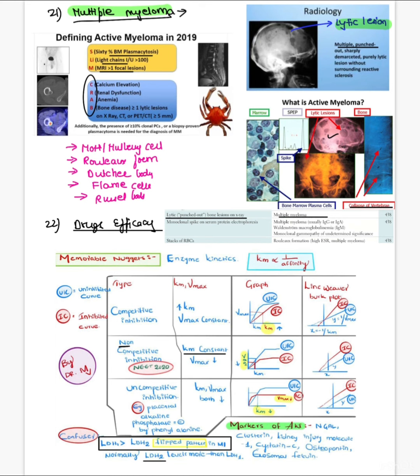Lytic punched-out lesions are seen in multiple myeloma, guys. Multiple myeloma usually shows IgG or IgA, and Waldenström shows IgM. Here you see the presence of rouleaux formation and high ESR, guys.